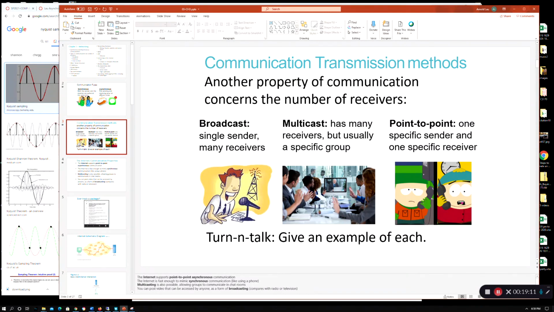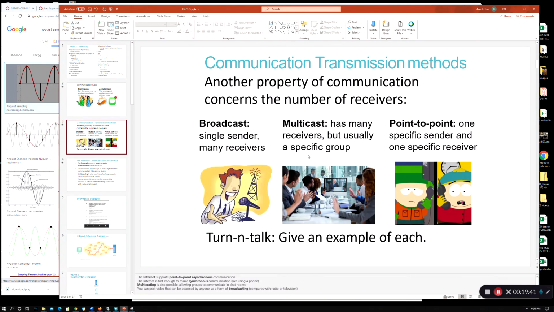So there's this idea of broadcast, multicast, and point-to-point, okay? Broadcast is essentially a one-way communication, right? Someone puts it out there and pushes it out to a whole bunch of people. A prime example would be a radio station. So that pushes it out, okay?